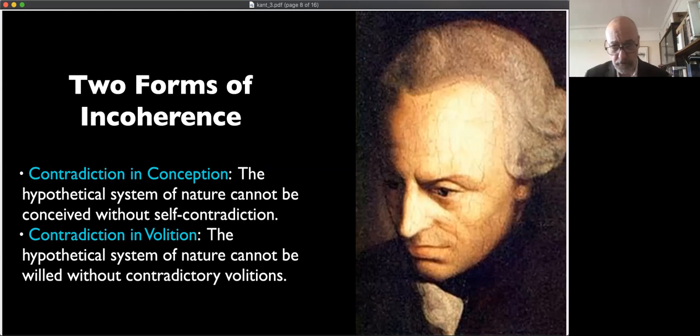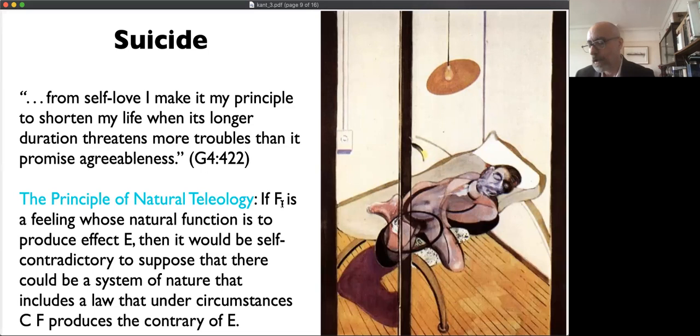Okay, so let's begin with the prohibition on suicide. In the first example, we begin as always with a specification of a maxim, right? And what we're testing is whether it's permissible to act on this maxim. So what's the maxim in this case? Well, Kant tells us explicitly: from self-love, I make it my principle to shorten my life when its longer duration threatens more troubles than it promises agreeableness.